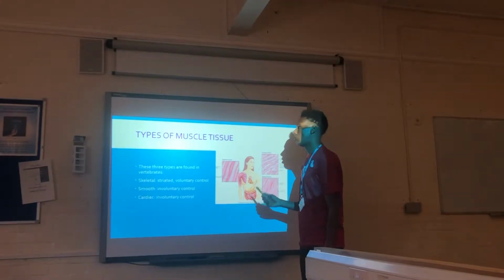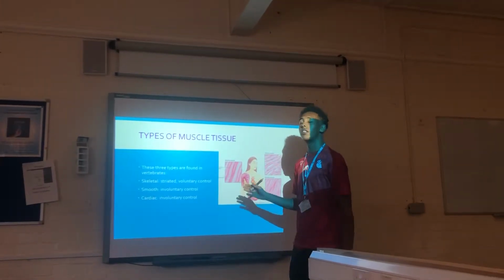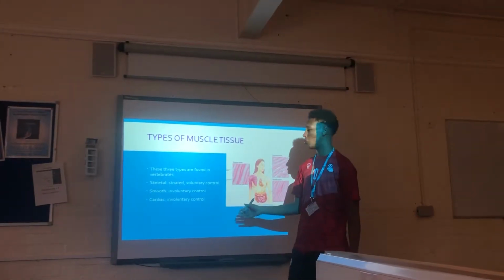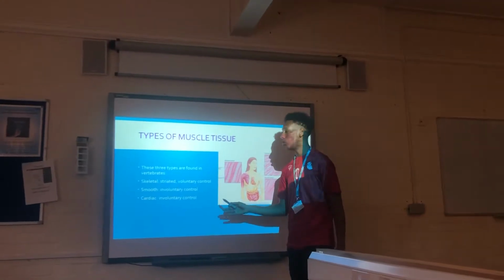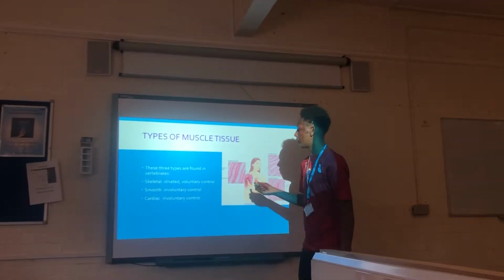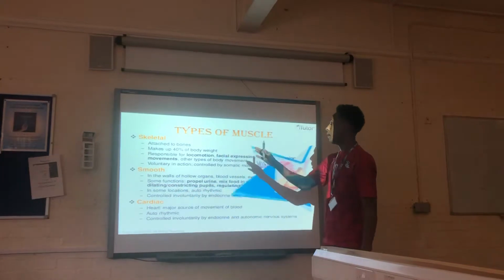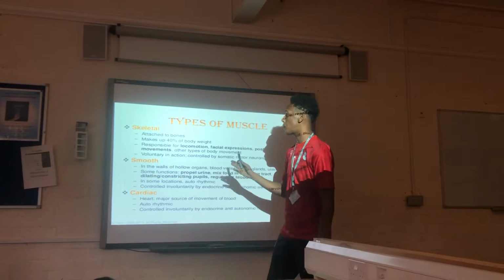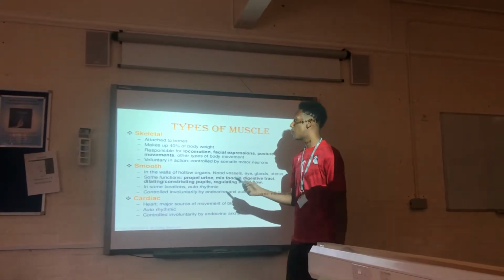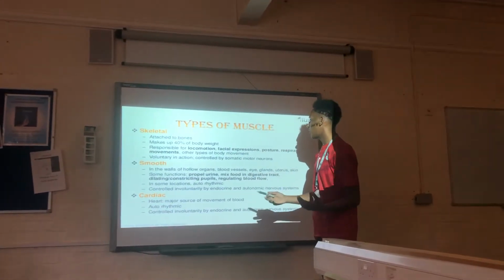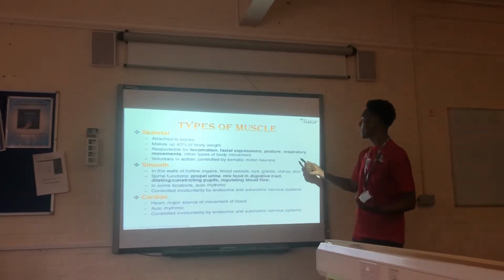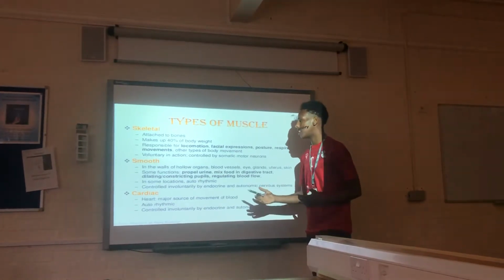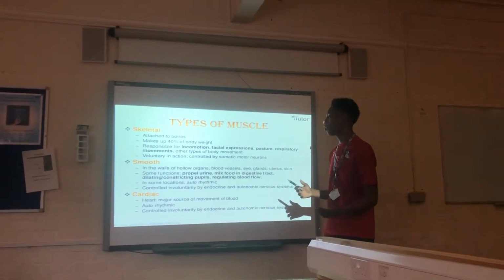So, types of muscle tissue. These three types are found in vertebrates: skeletal, striated, voluntary control; smooth, involuntary control; cardiac, involuntary control. Types of muscle. Skeletal muscles are attached to the bones, make up 40% of the body weight, and are responsible for locomotion, facial expressions, posture, and respiratory movements. Other types of body movement are voluntary in action, controlled by somatic motor neurons.